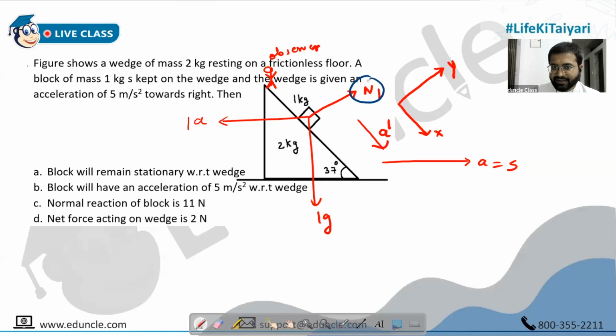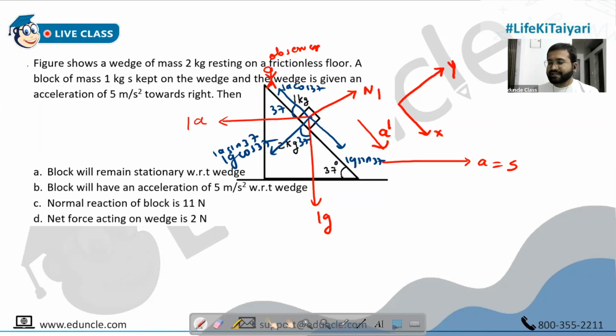The normal reaction is not supposed to be resolved. We resolve 1g into 2 components. This angle is 37, this was 37. So this became 1g cos 37 and this became 1g sin 37. And 1a also we can resolve into 2 components. Again, this is 37, this becomes 90 minus 37, this again becomes 37. This becomes 1a cos 37 and this becomes 1a sin 37.